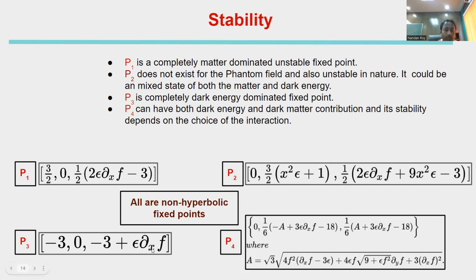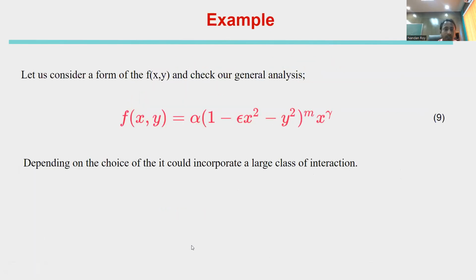So one needs to further investigate P3 and P4, because they come with 0 eigenvalues, and other eigenvalues can be negative. So for further investigation, we consider a particular form of the interaction, which is f of x, y equal to alpha. And for different choices of alpha, m, and gamma, you can include a large class of potentials and interactions used in the literature.